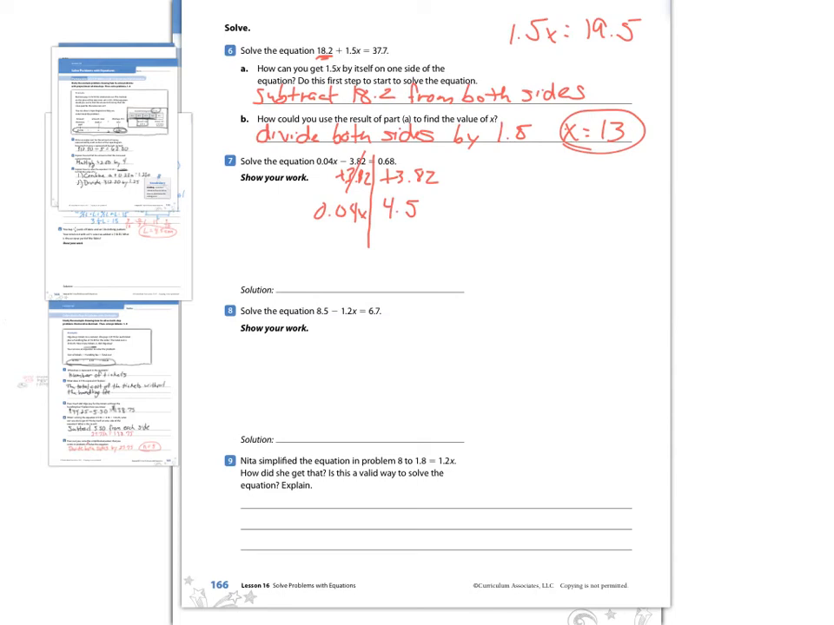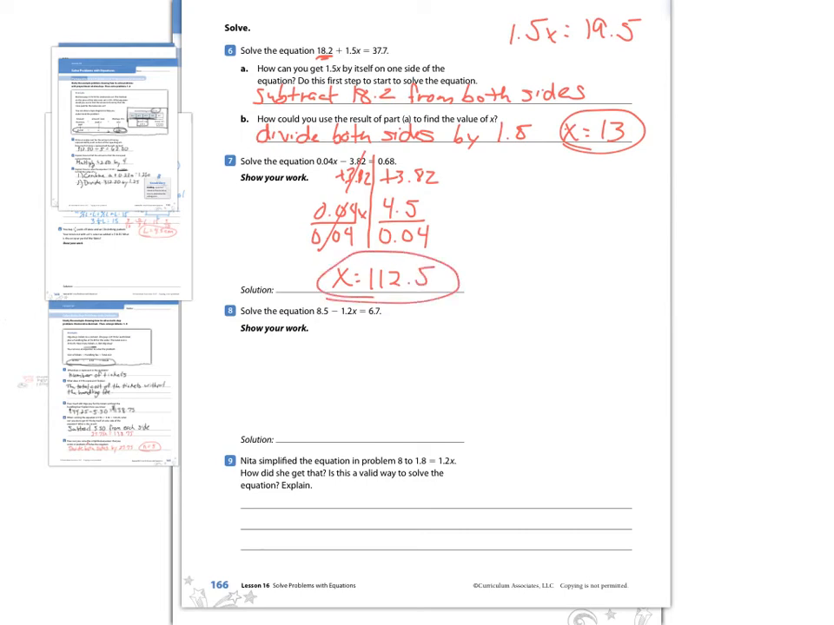Okay, and then using inverse operations to isolate the variable, I'm going to divide both sides by the coefficient of x. So I'm dividing both sides by 0.04. That leaves me my solution to be x equal to 112.5.